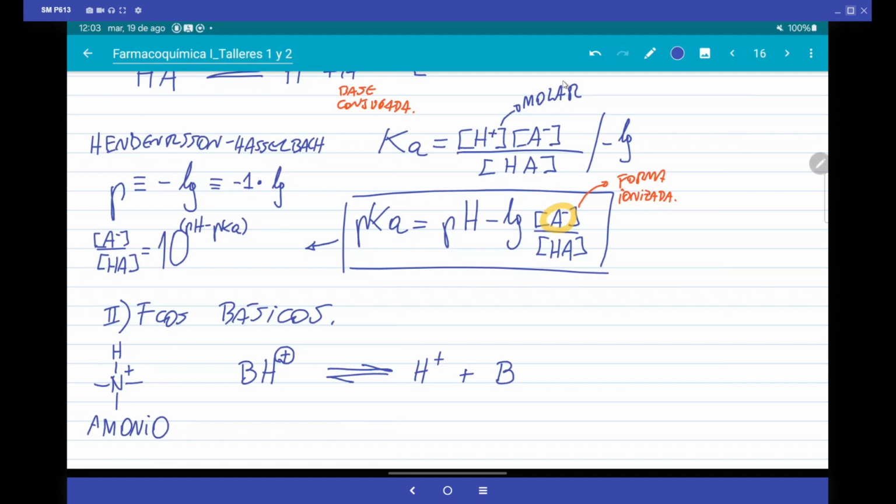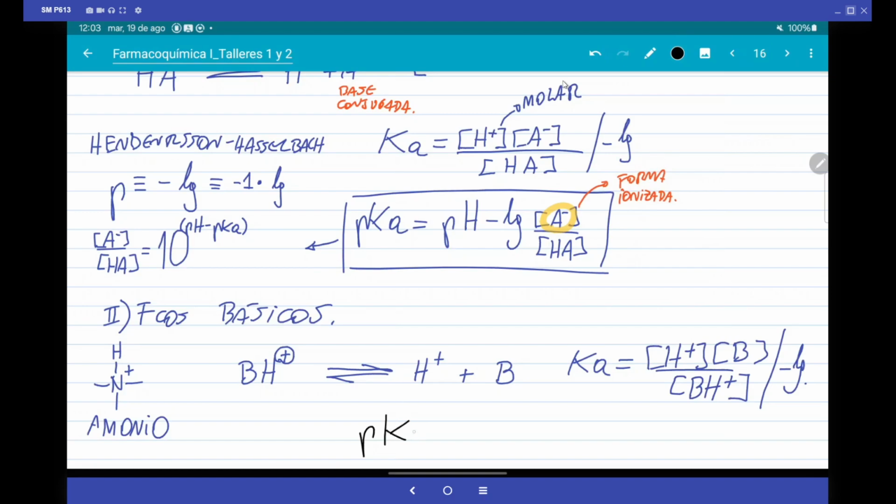And now the same story again here. There is nothing new. Ka is equal to H plus times B divided by BH plus. Here I am going to skip a few steps, because this is nothing more than elementary mathematics. Apply the negative logarithm. I am going to write the result immediately. The final result would be pKa equals pH minus the logarithm of the concentration of B divided by the concentration of BH plus.